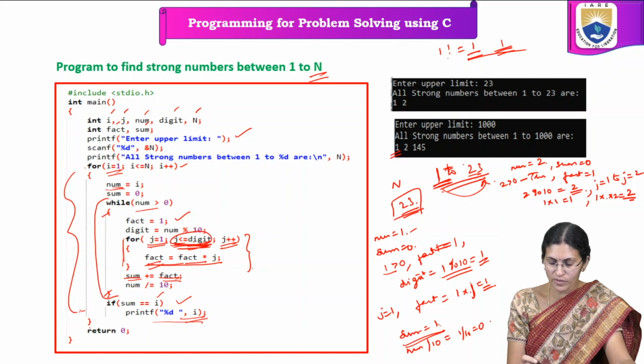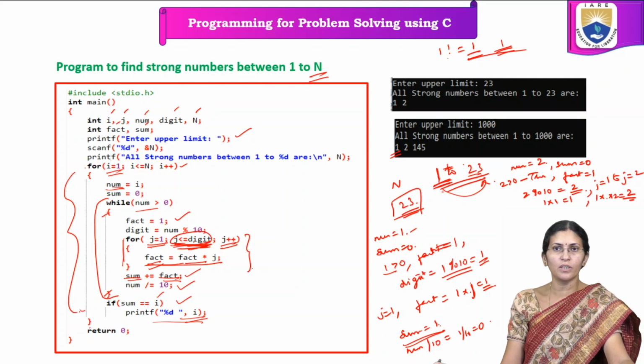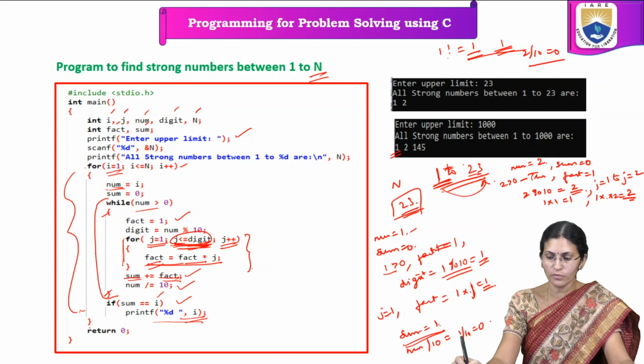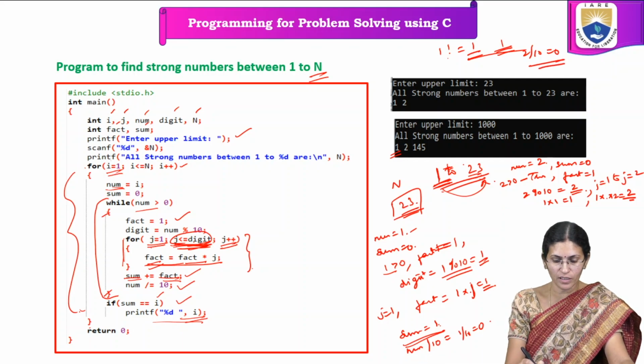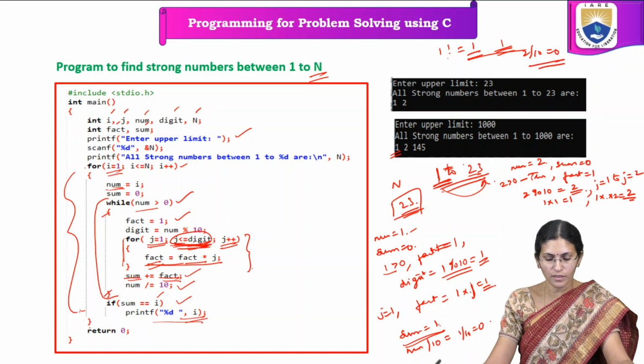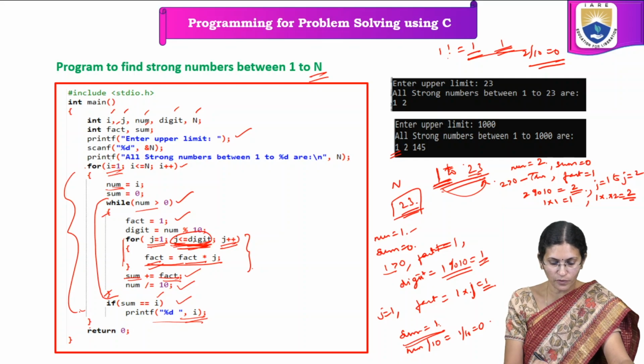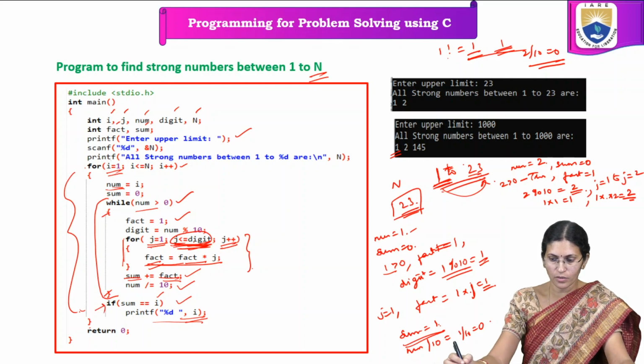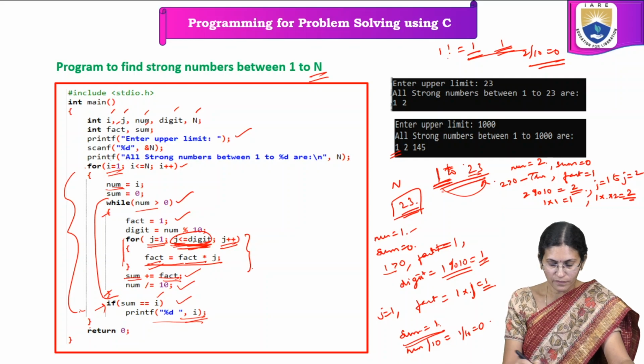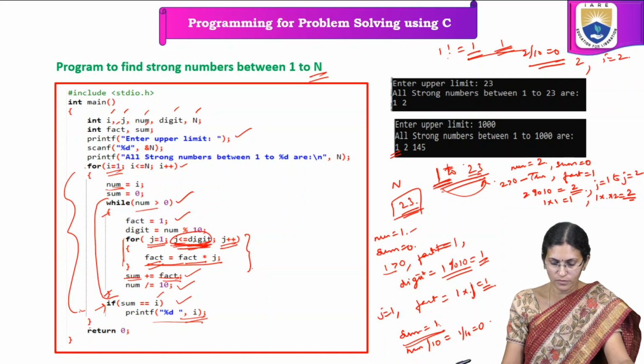Now sum is equal to sum plus fact. The initial value of sum is 0, so 0 plus 2 is equal to 2. Now 2 divided by 10 gives 0. So this is no longer true, therefore it becomes false, and then this condition is checked. Now the sum value is equal to 2 now. And what is the I value? The I value is equal to 2 now.